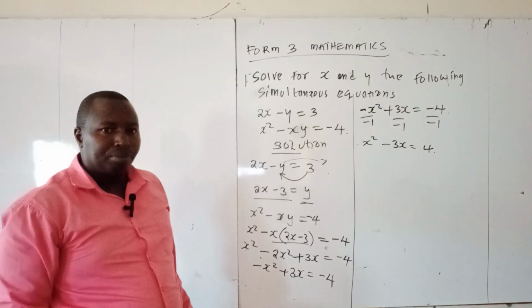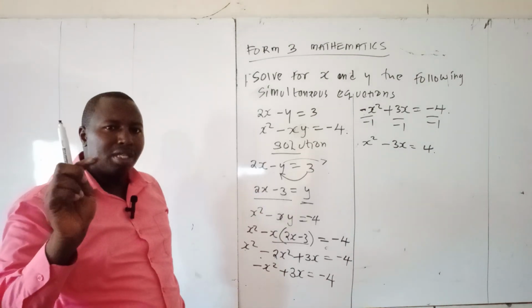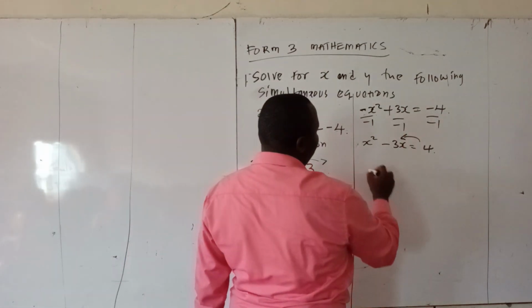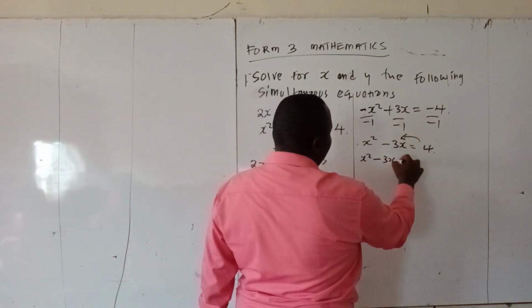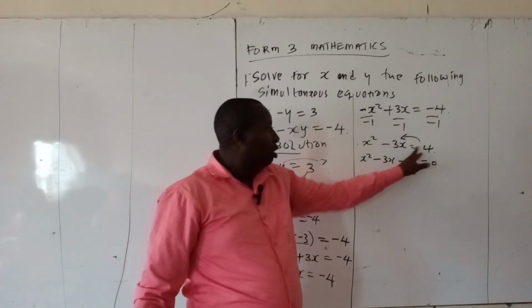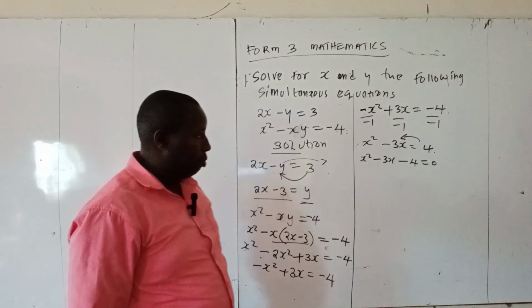I want us to use the sum and product method. So you are supposed to bring 4 on this side. You get x squared minus 3x minus 4 is equal to 0. Once you bring this 4 on this side.